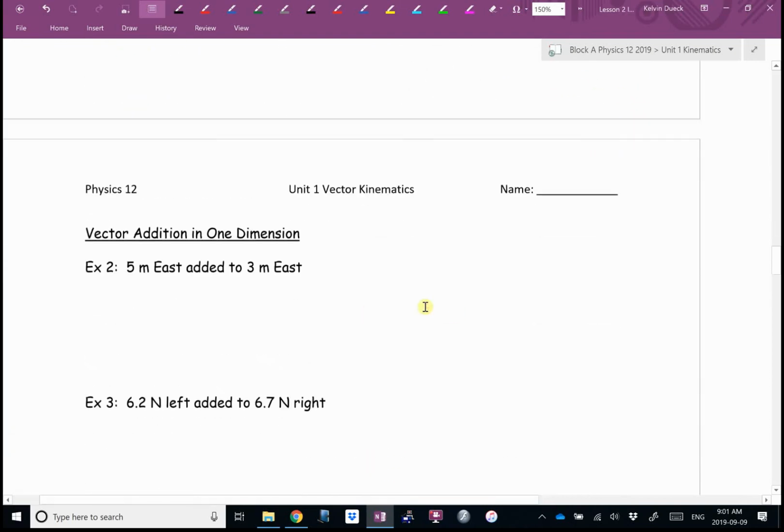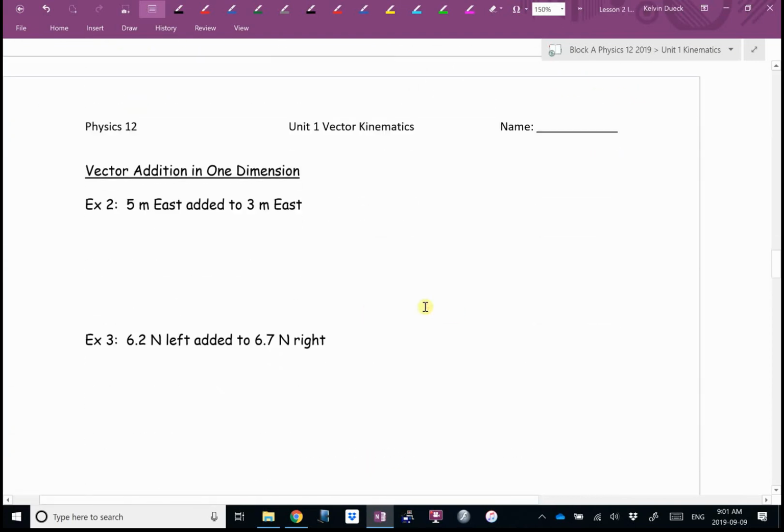Now let's put it all together. Let's talk about how we add vectors. Well, we did one-dimensional vector math last year. What's 5 meters east plus 3 meters east? Magnitude and direction. Magnitude. Direction.